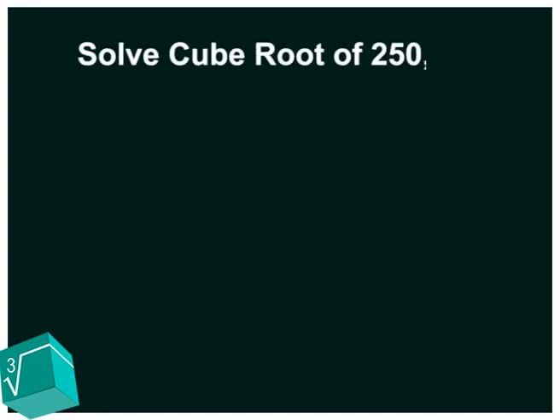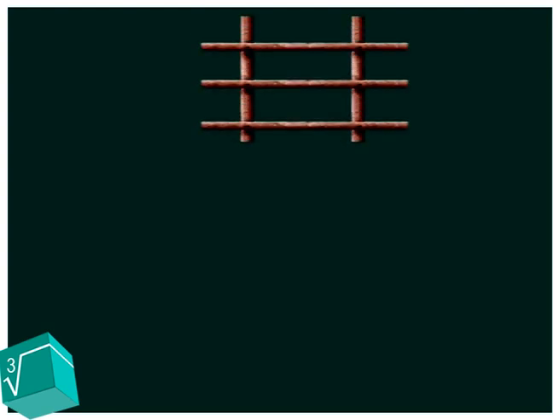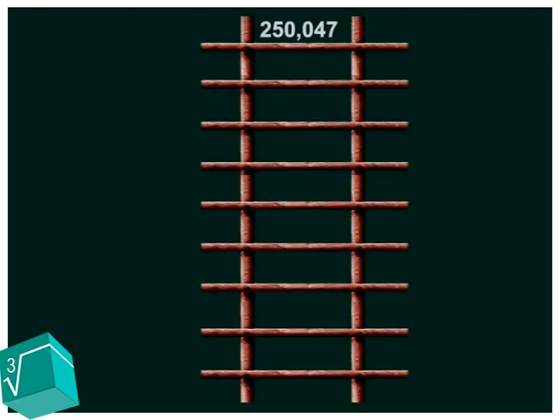Let us take an example to calculate the cube root of a perfect cube number, say 250,047 by the ladder method. Let's draw the ladder and write the number 250,047 on the top of the ladder. On the left side of the steps of the ladder, we will write the smallest prime number that can exactly divide the number 250,047.